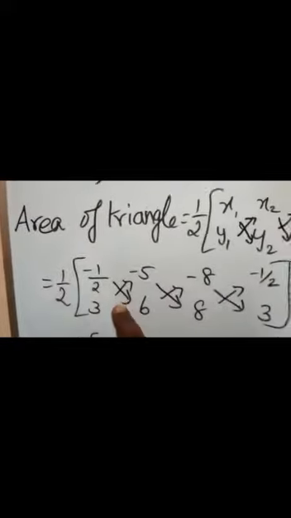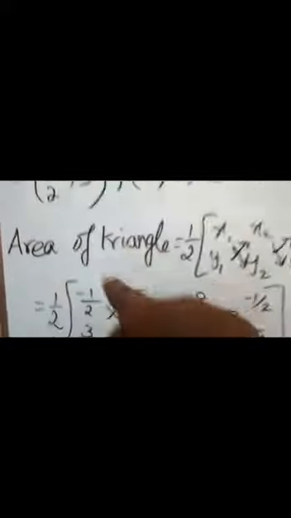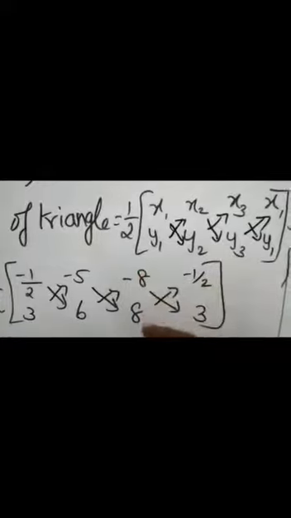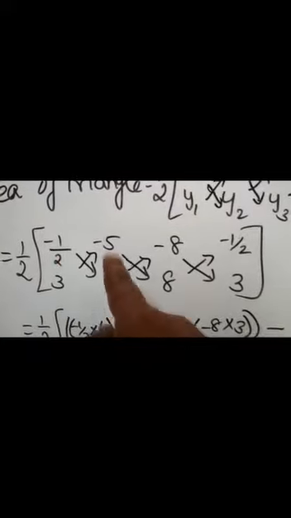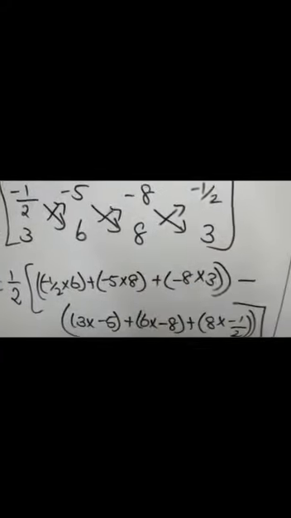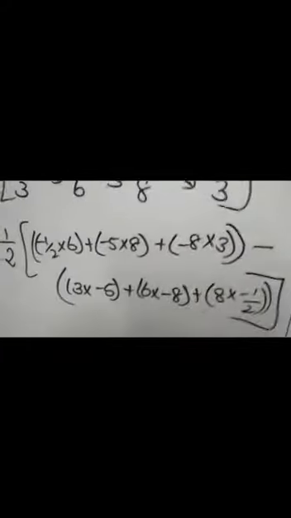Next, it is equal to half: minus 1 by 2 comma 3, minus 5 comma 6, minus 8 comma 8, again the first one as last, minus 1 by 2 comma 3. Now downward arrow: minus 1 by 2 into 6, minus 5 into 8, minus 8 into 3. Okay, downward arrow, minus, some whole bracket, minus, next upward arrow: 3 into minus 5, 6 into minus 8, 8 into minus 1 by 2.